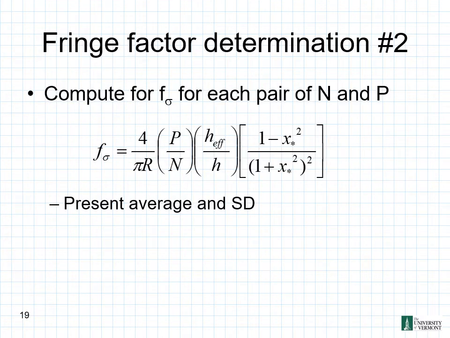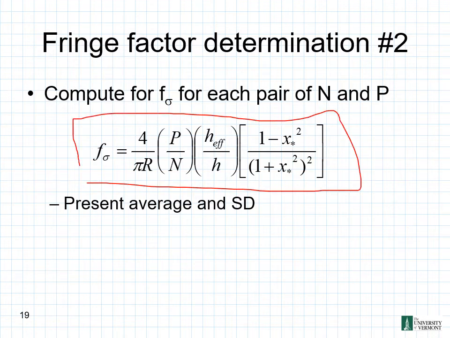So to compute F sigma for each pair of N and P, we have the following relationship shown here, where F sub sigma is equal to 4 over pi r times P over N times H effective over H times, in brackets, 1 minus x squared over 1 plus x squared, quantity squared. We can use this equation now for F sub sigma.